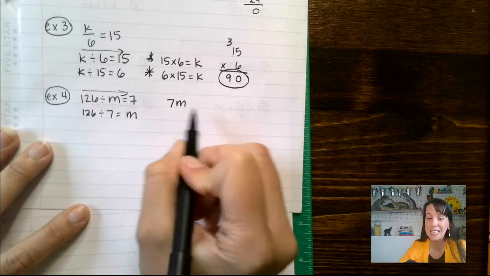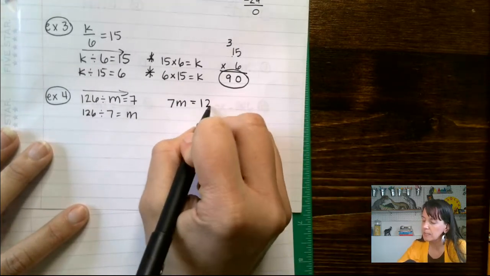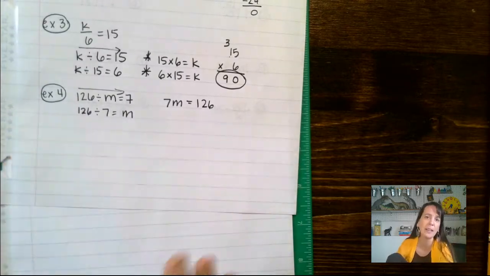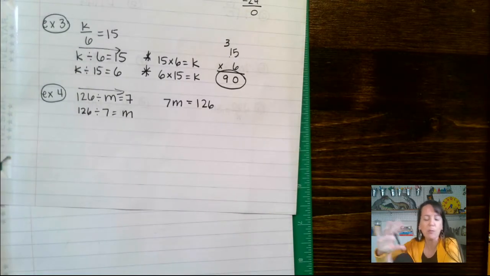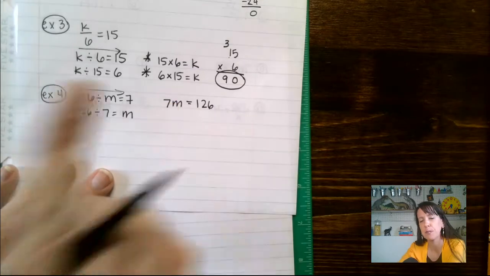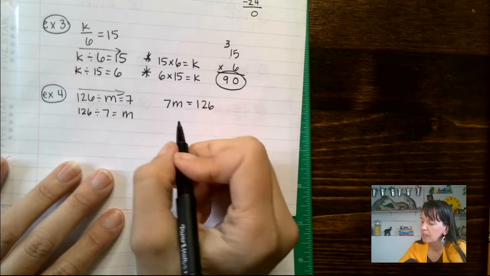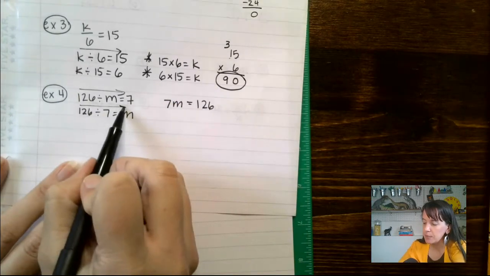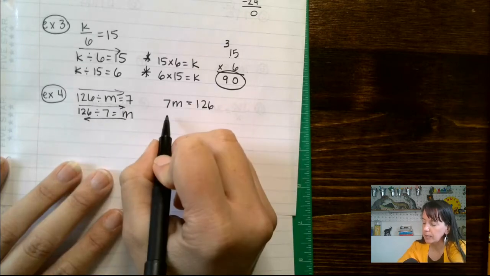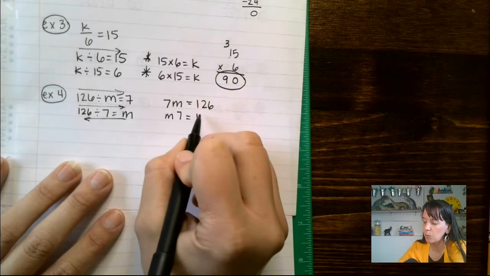7m, 7 times m, equals 126. Mathematicians are lazy. We don't want to have to write anything that we don't need to. So that's why we just do 7m instead of 7 times m. And then if we divide in this direction, we're going to multiply in that direction. So I get m times 7 equals 126.